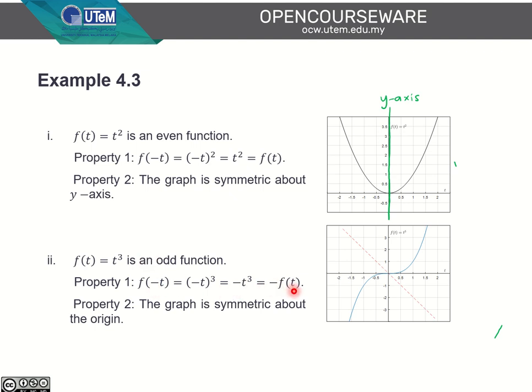Second property, when we plot the function, this is how t cubed looks like. You can see that the graph is symmetric about the origin. Therefore we can say that f(t) equals t cubed is an odd function.